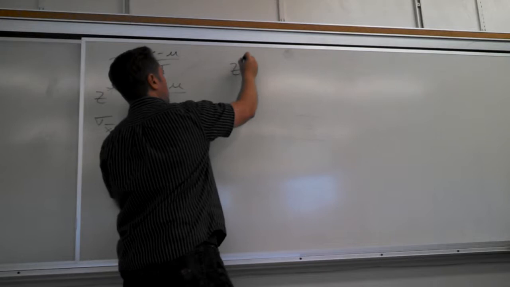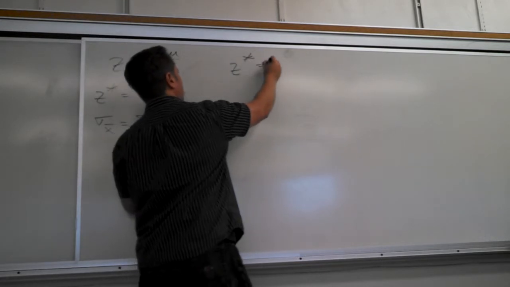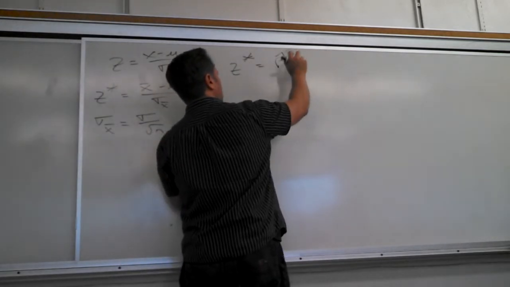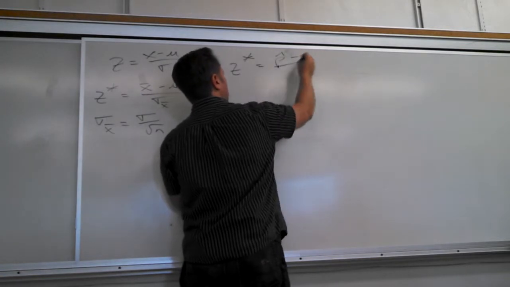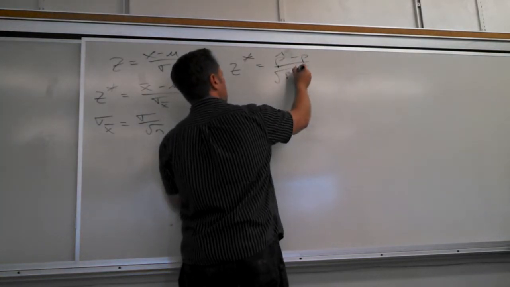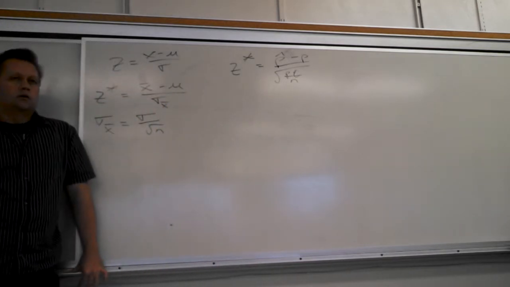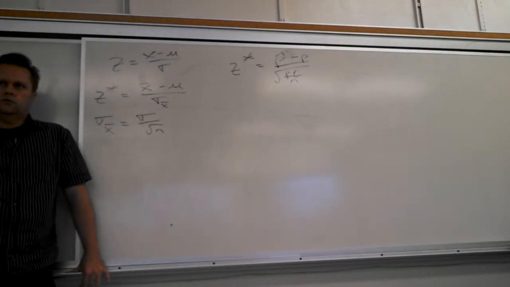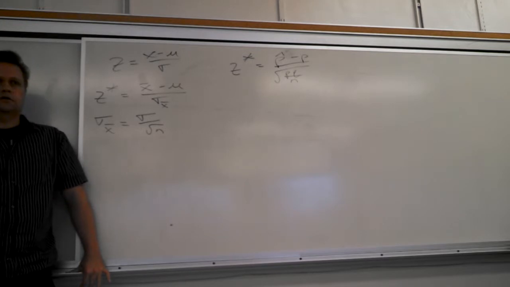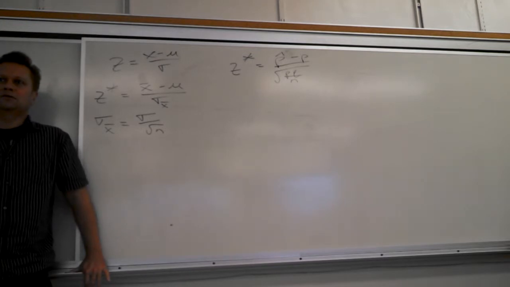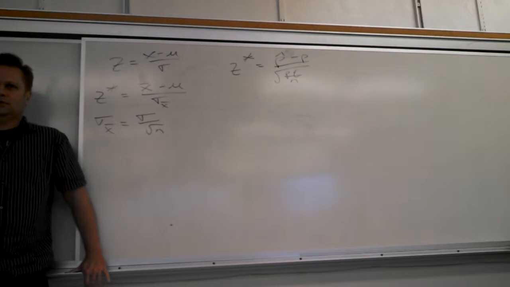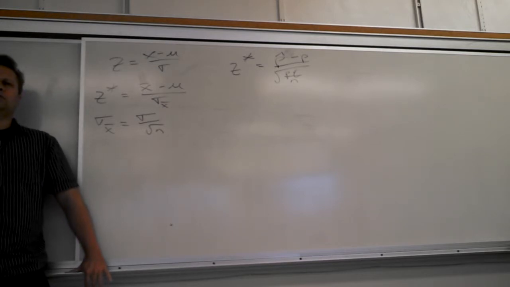Then we move into the bigger z-score. We got the z-star for one sample proportions. Remember this here? Do you guys remember that?